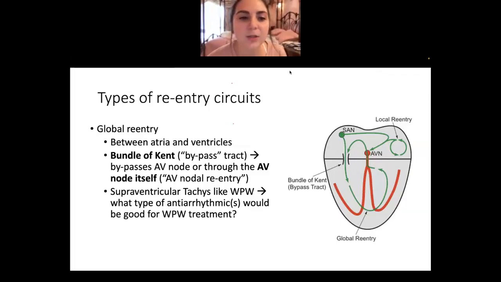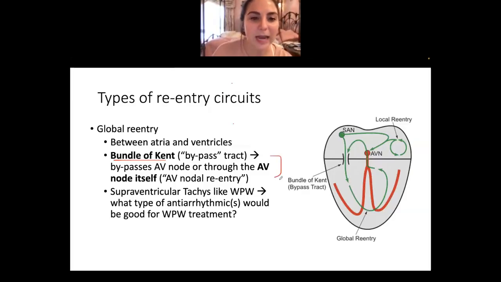So what happens here is through the bundle of Kent. There's a bundle of Kent, so it bypasses the AV node. Remember, it goes SA to AV to bundle of His to the Purkinje fibers, and so on. There's also what's known as a bypass tract, and that's through your bundle of Kent. You should probably know that. You probably studied that last year. It goes through the bundle of Kent, and then it can stimulate the ventricles if it's ready and if it's excitable.